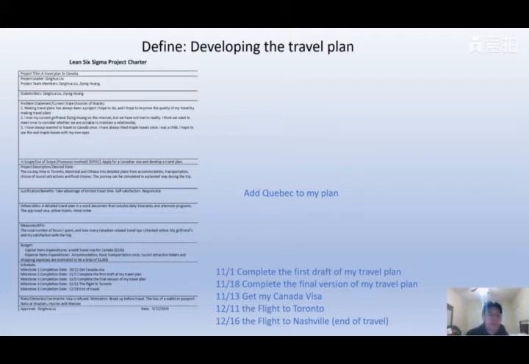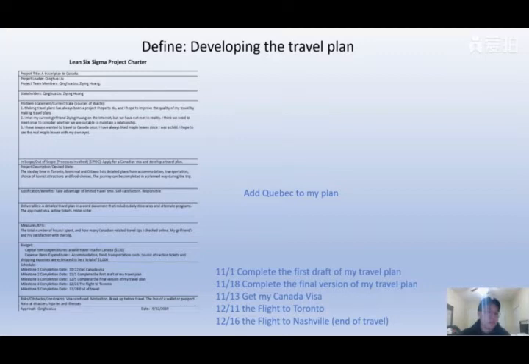The project description is a 6-day trip in Toronto, Montreal, and Ottawa, listing detailed plans for accommodation, transportation, and choices of tourist attractions and food choices. The journey can be completed in a planned way during the trip. And also, my girlfriend suddenly said she wanted to go to the Caribbean, so I added the Caribbean to my plan too. And the justification is to take advantage of limited travel time, self-satisfaction, and responsibility.